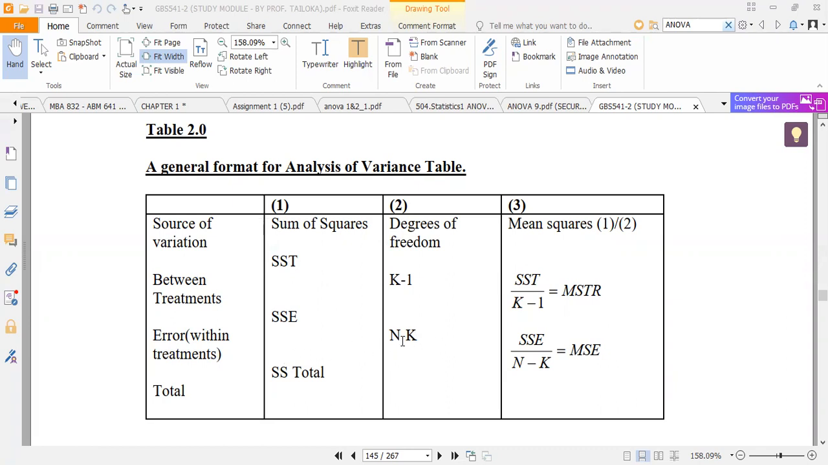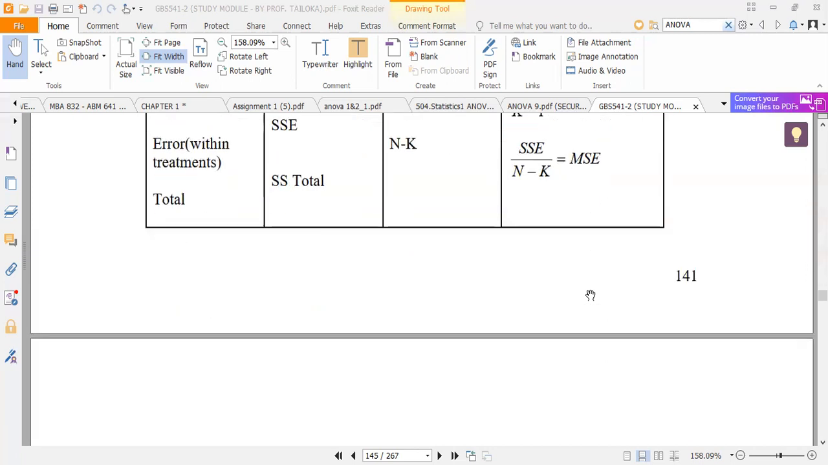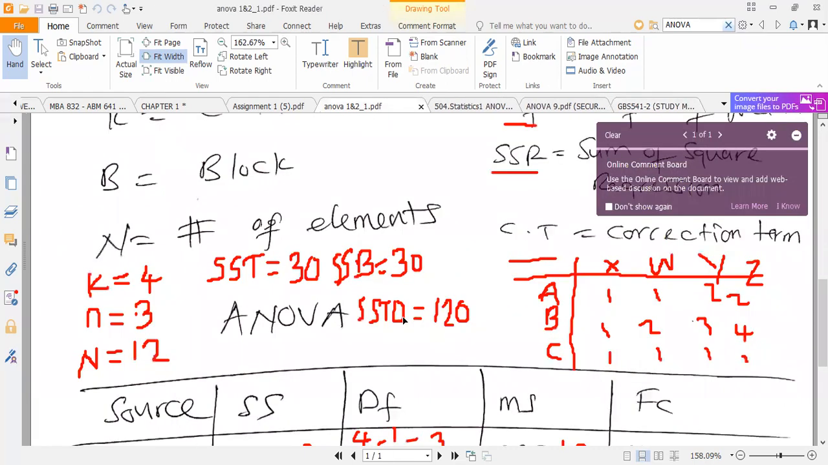So when you divide the sum of square error by the degree of freedom for the error, we get what we call the mean square error. When you divide the sum of square treatment by the degree of freedom for the treatment, we get what is called the mean square treatment. So this looks a little bit confusing, but it's very easy. I'll try to demystify it. So all these formulas you're seeing here can be summarized as follows.